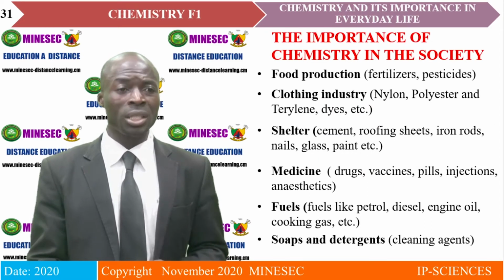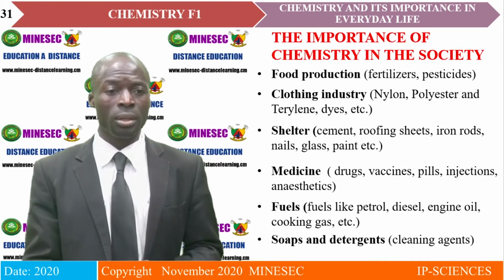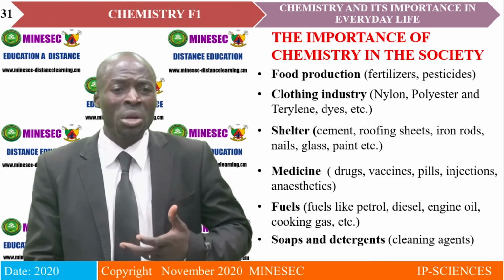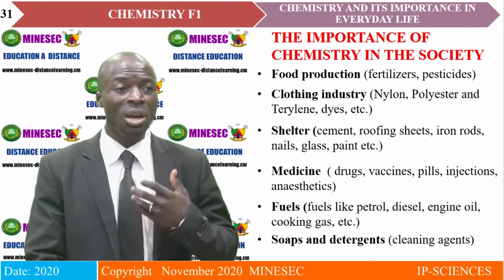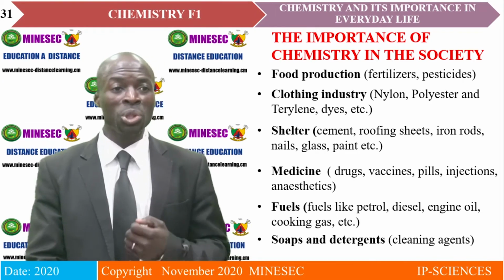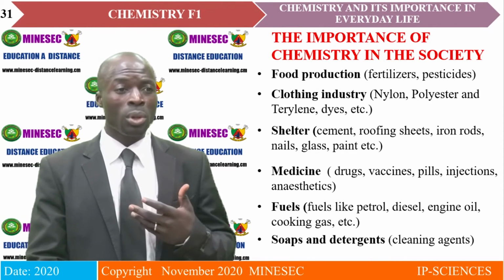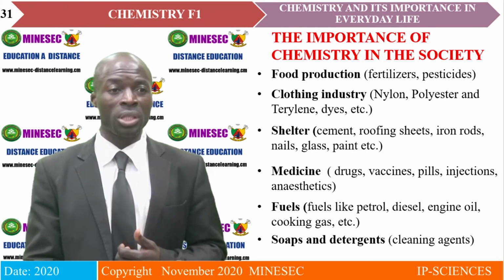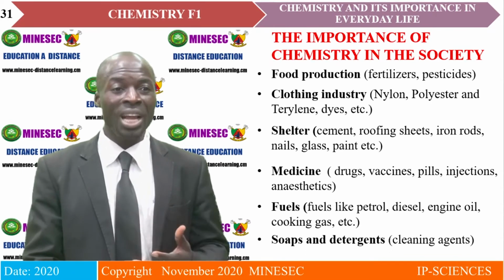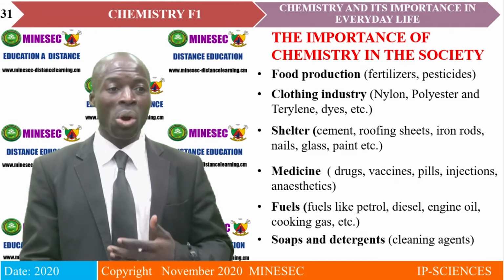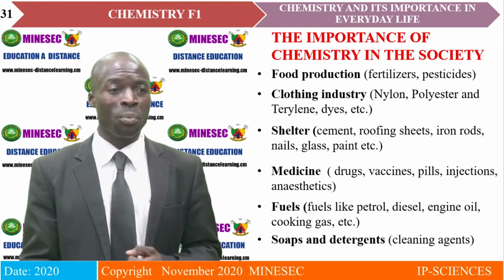To summarize, chemistry is very important in the society. So chemistry plays an important role in supplying our basic needs, such as food production through the use of fertilizers and pesticides. Clothing, in the clothing industries, it uses chemical products such as nylon, polyester, or terephthalene. And we also use dyes, which are products of chemistry.